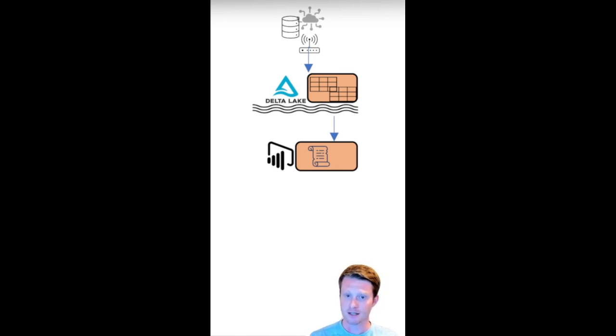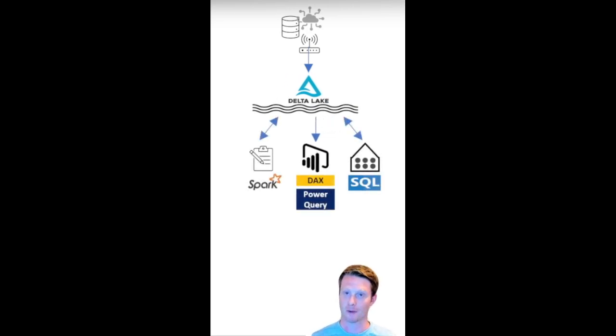And the advantage of this is that the data in the Delta Lake is the same copy of the data that all the other tools use. So Spark, our machine learning and our notebooks can use this. SQL people who build the data warehouses can also use this. And all our Power BI people who are using Power BI, DAX and Power Query can use the same copy of the data.